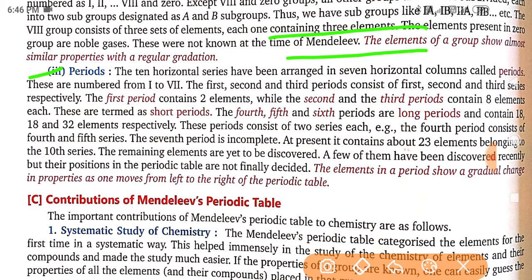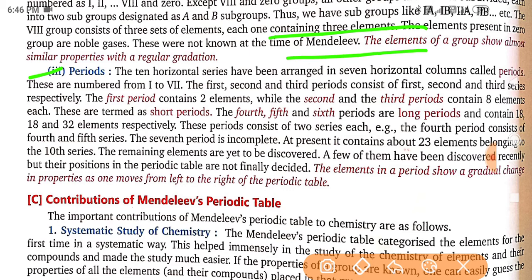The fourth, fifth, and sixth periods are long periods and contain 18, 18, and 32 elements respectively. These periods consist of two series each. Example, the fourth period consists of fourth and fifth series. The seventh period is incomplete. At present, it contains about 23 elements belonging to the 10th series.